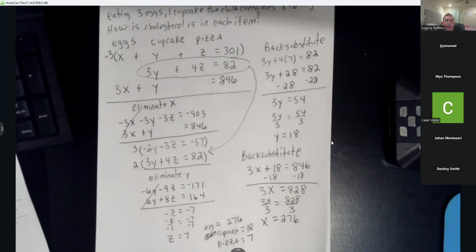Anyone want to see that one on the calculator? All right, so I'll spit it out real quick. So let's share that calculator. Now, before I share it, let's remember I'm going to do 1 1 1 3 0 1, 0 3 4 82, 3 1 0 846. So I'm still using zeros for the missing placeholders.